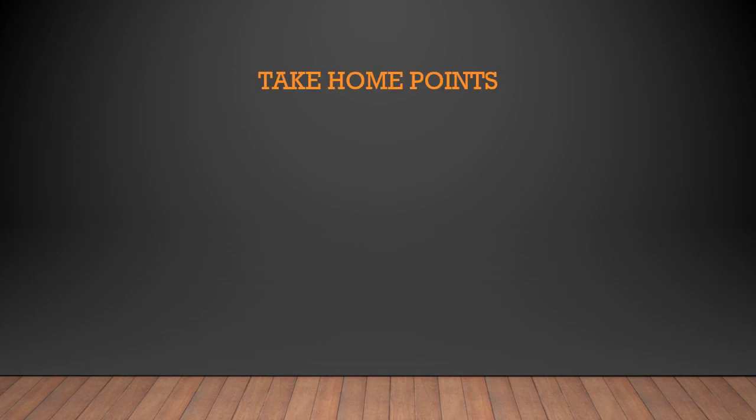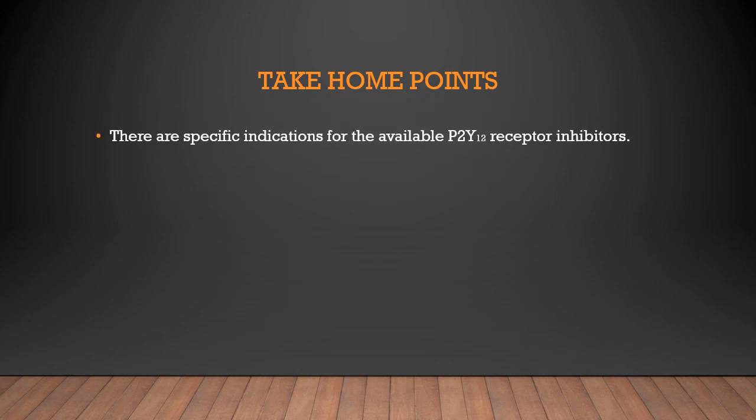So I guess we are coming to the end of our topic and some of the important take-home points. There are specific indications for the available P2Y12 receptor inhibitors. We know that clopidogrel can be used even in ACS, apart from ACS patients, in stable ischemic heart disease patients as well. Prasugrel and ticagrelor are indicated specifically in acute coronary syndrome patients and are preferred over clopidogrel.